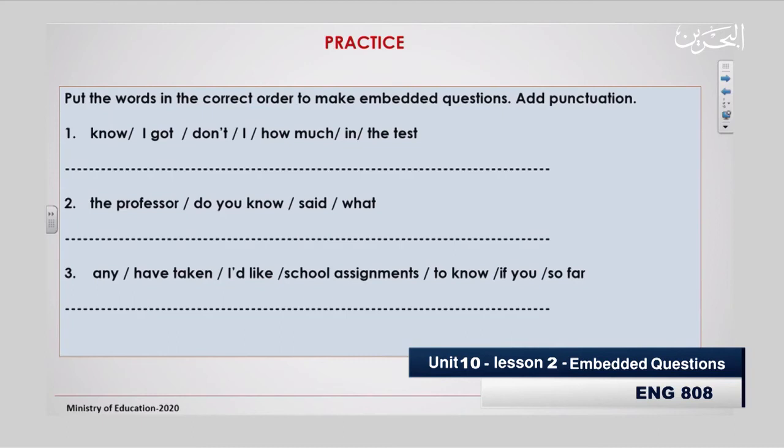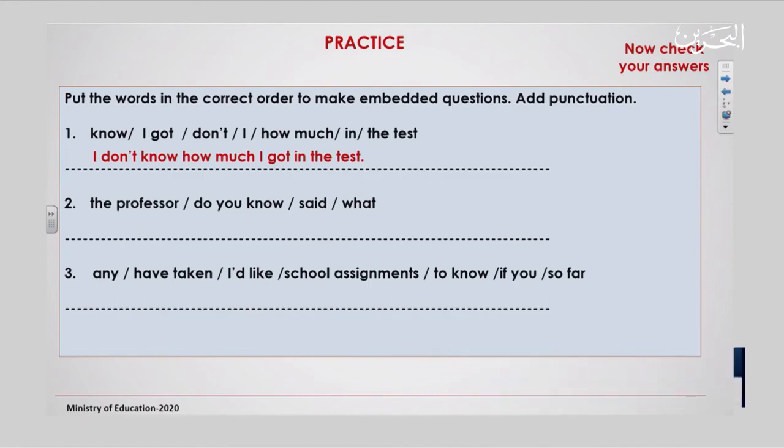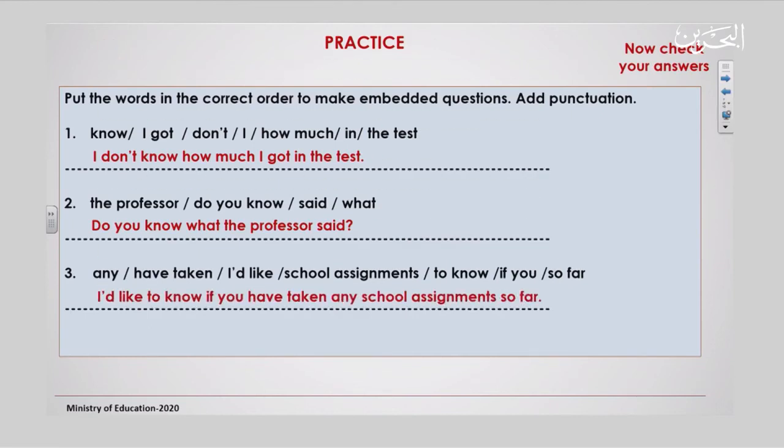Let's see if your answers are correct. Number 1, I don't know how much I got in the test. Number 2, do you know what the professor said? Number 3, I'd like to know if you have taken any school assignments so far.